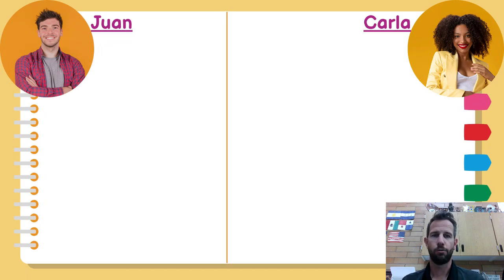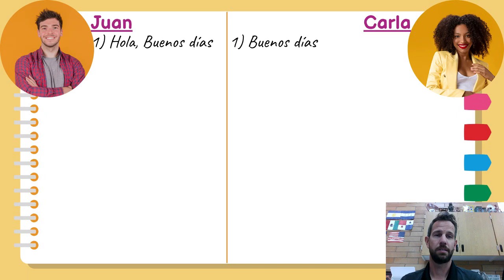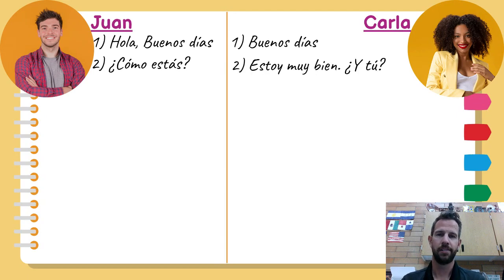Okay. So Juan sits down next to Carla and Juan says, Hola. Buenos días. Right? You can kind of make it so that Juan kind of has a little thing for Carla, maybe, right? Hola, buenos días, right? Hello, good morning. Carla responds with buenos días. Juan says, ¿Cómo estás? Okay, how are you? And Carla responds with, Estoy muy bien, ¿y tú? I'm very good, and you?